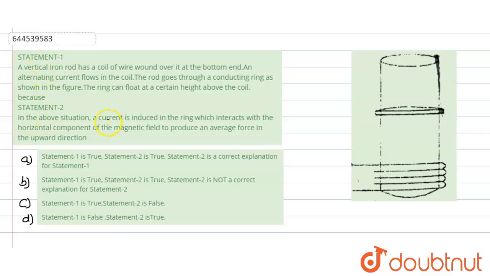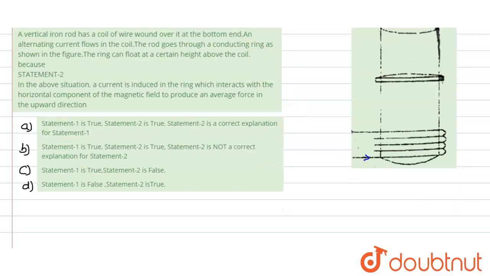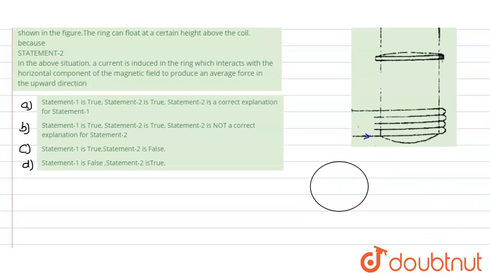Now in the above situation, a current is induced in the ring which interacts with the horizontal component of the magnetic field to produce an average force in the upward direction. For example, let us suppose there is an alternating current flowing into the coil. If we just make the cross-sectional view of the bottom coil, let us suppose that the current is flowing in this direction in the bottom coil. Now what will happen?